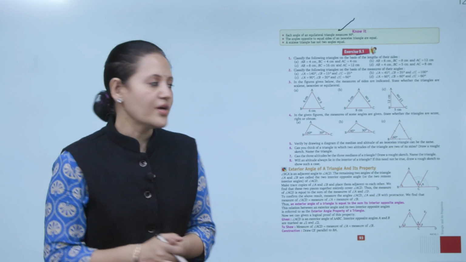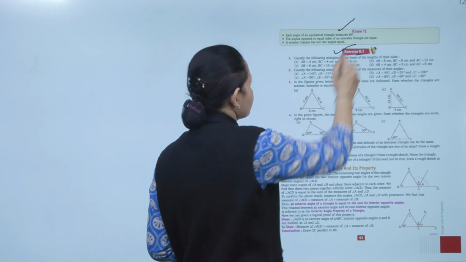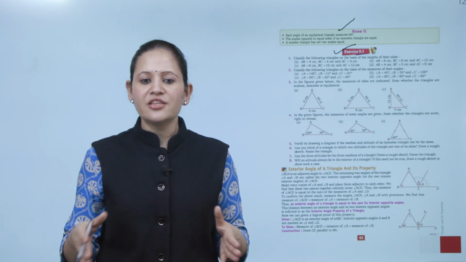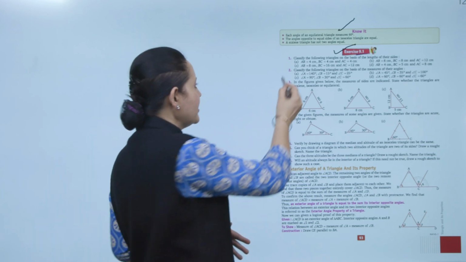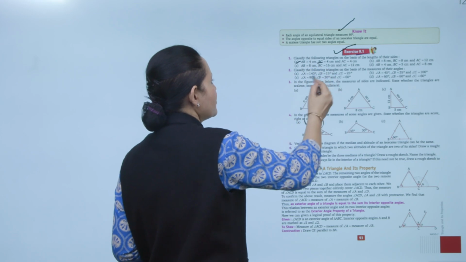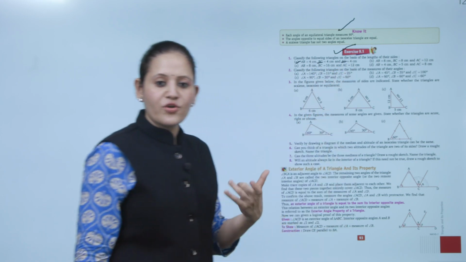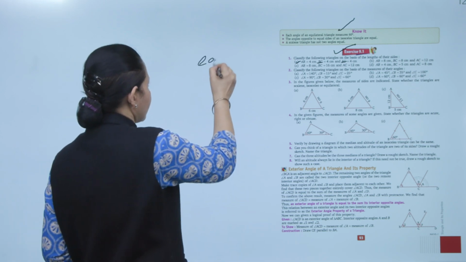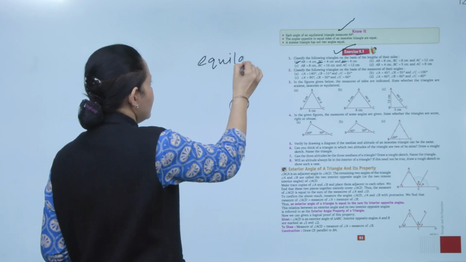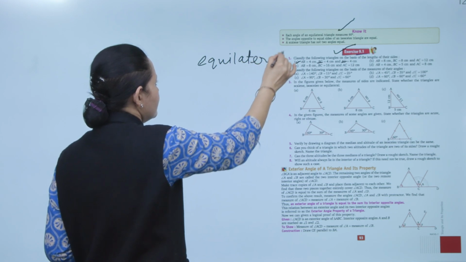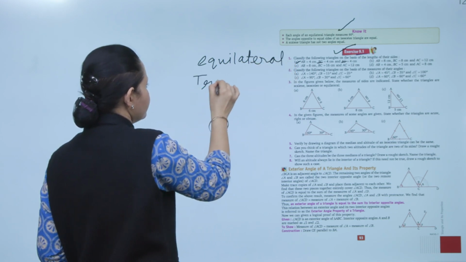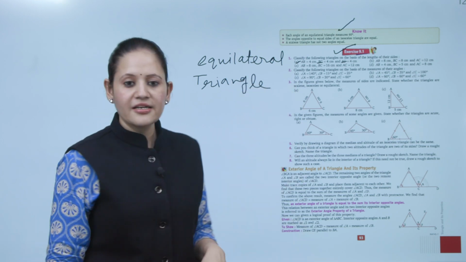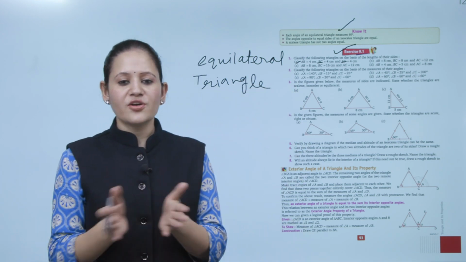Next is exercise 9.1. Classify the following triangle on the basis of the length of their sides. Sides length given: AB 4 cm, BC 4 cm and AC 4 cm. All three sides are equal, so it is an equilateral triangle. Clear? Practice all the questions of this exercise.